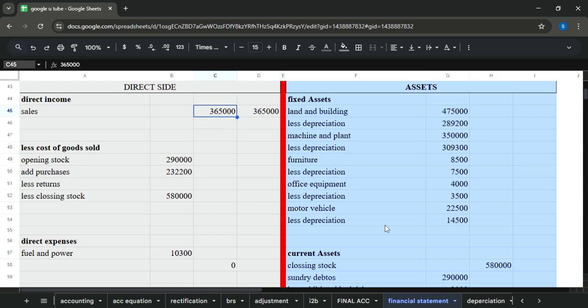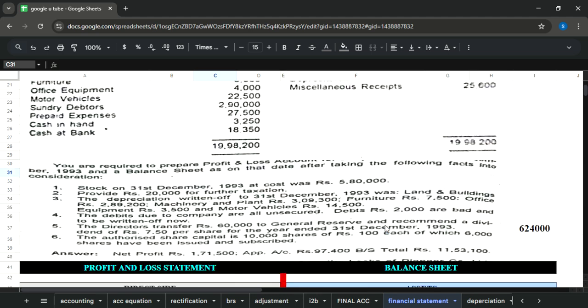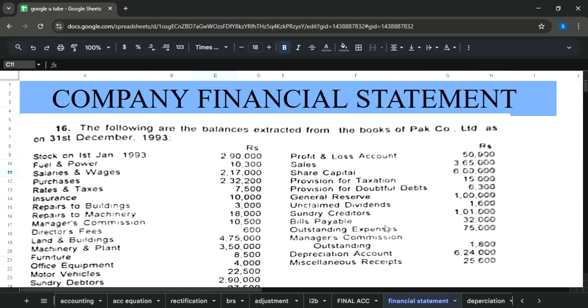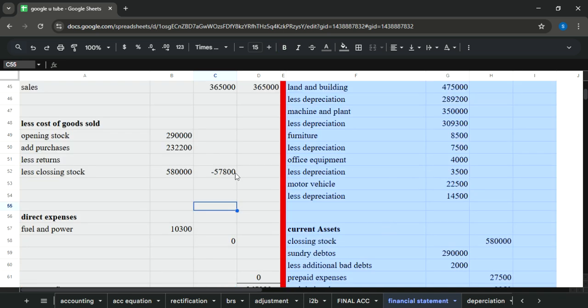Sales returns were not present, so the same amount we have written in the outer column. Now let's start calculation of the first part of the cost of goods sold statement: opening stock plus purchases and less closing stock. We'll have to see it again. Purchase amount was 232,200. Okay, so for the second time, our cost of goods sold statement is in minus. Fuel and power is 3200.